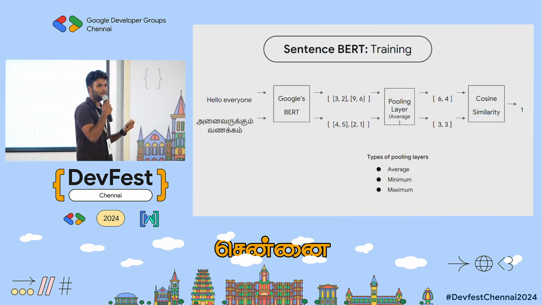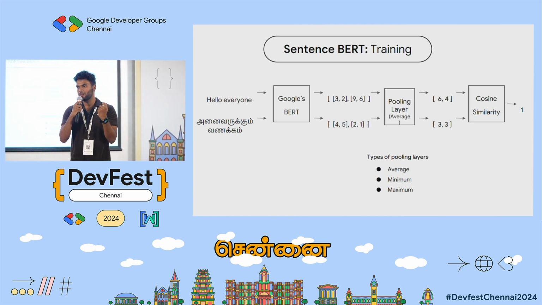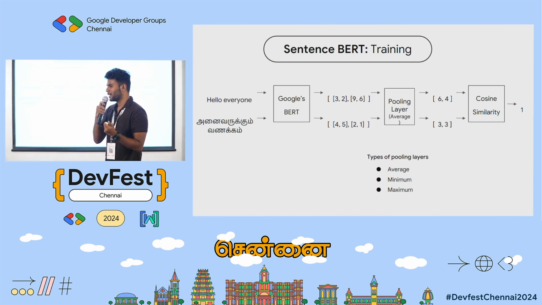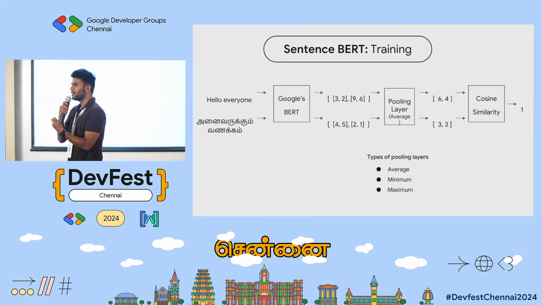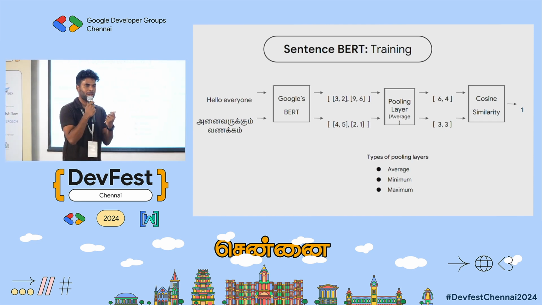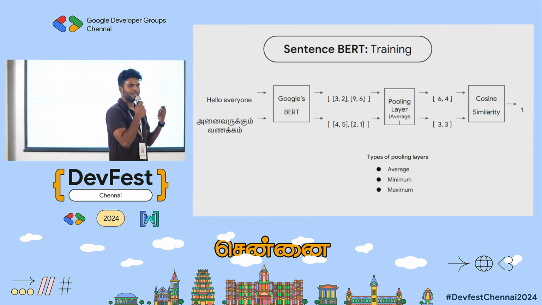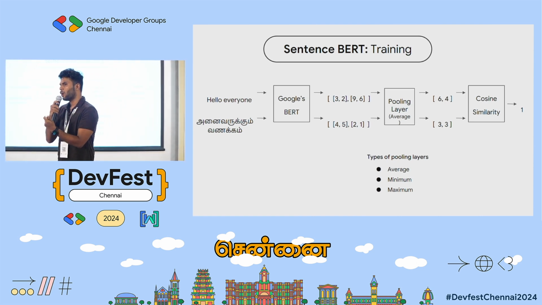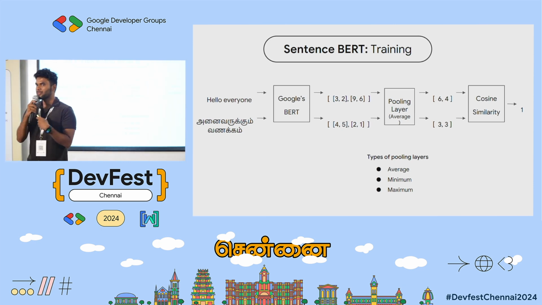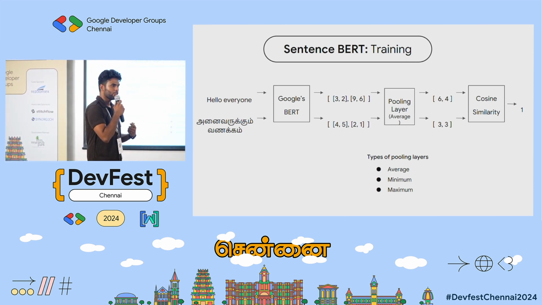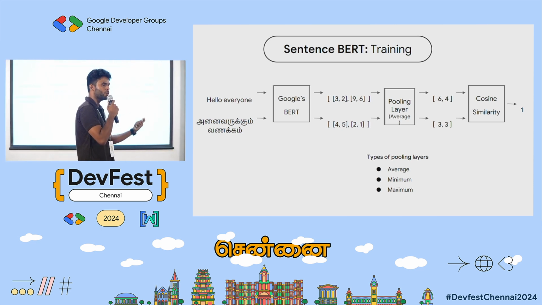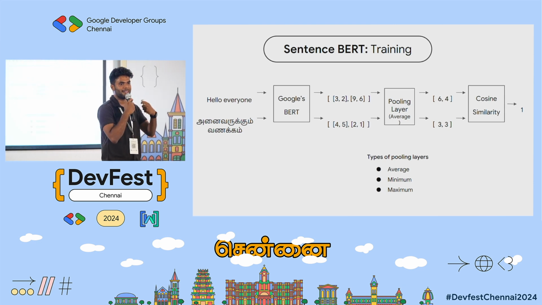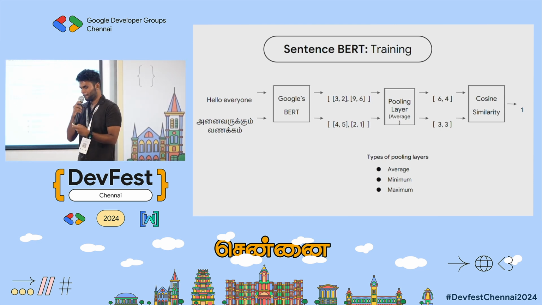We will pass this sentence embedding to the cosine similarity function. Cosine similarity function will help us to calculate the distance between 2 vectors on a graph. Since we provide sentences with similar meaning, the output of the cosine similarity has to be 1 or close to 1. So this is how Sentence-BERT model is trained to generate a sentence embedding efficiently.